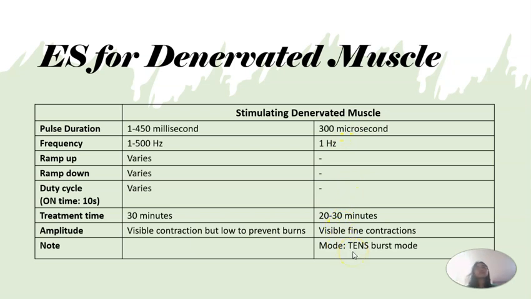So, when we use EMS for denervated muscle, since it's denervated, alam natin na hindi na intact ang PNS niya. So, paano natin siya na-enable mag-contract? When we use this, the clinician or the practitioner is attempting to directly activate the muscle through depolarization of the sarcolemma itself. Hindi na tayo dun sa mismong nerve. What we are trying to target here is the depolarization of the sarcolemma.